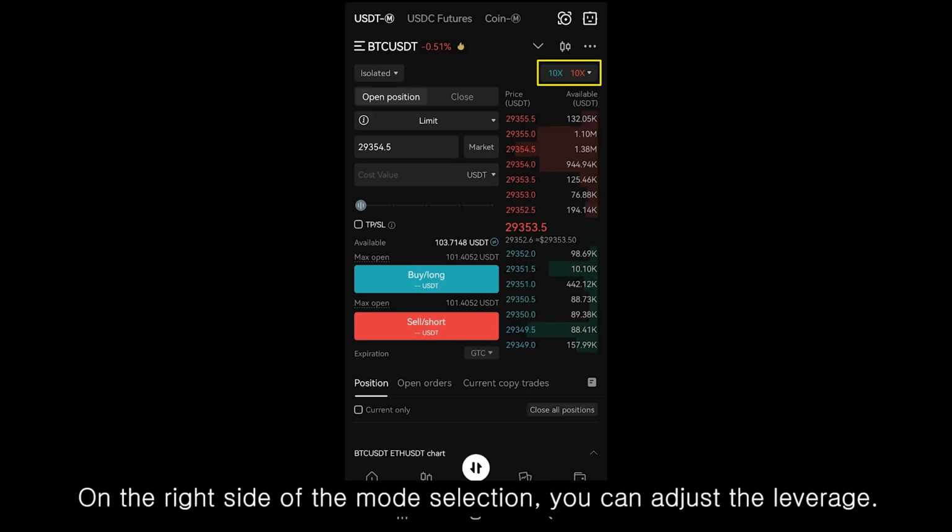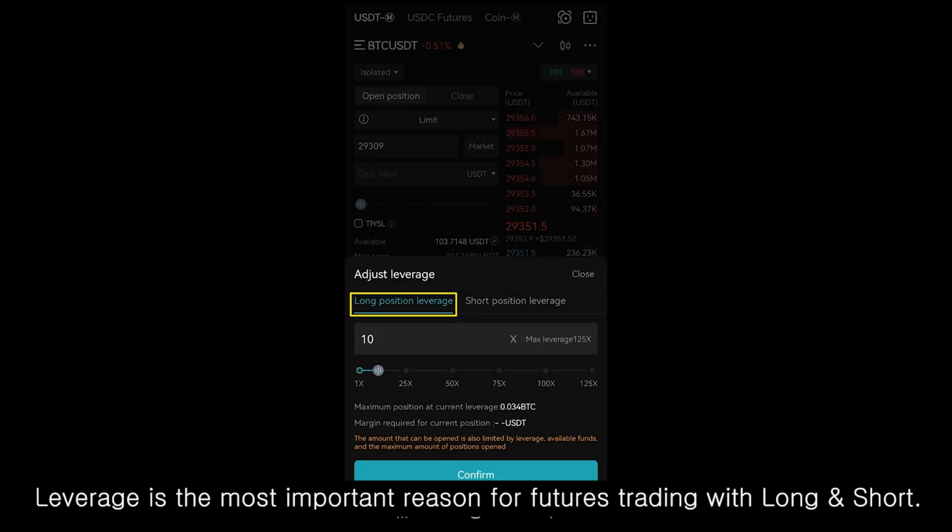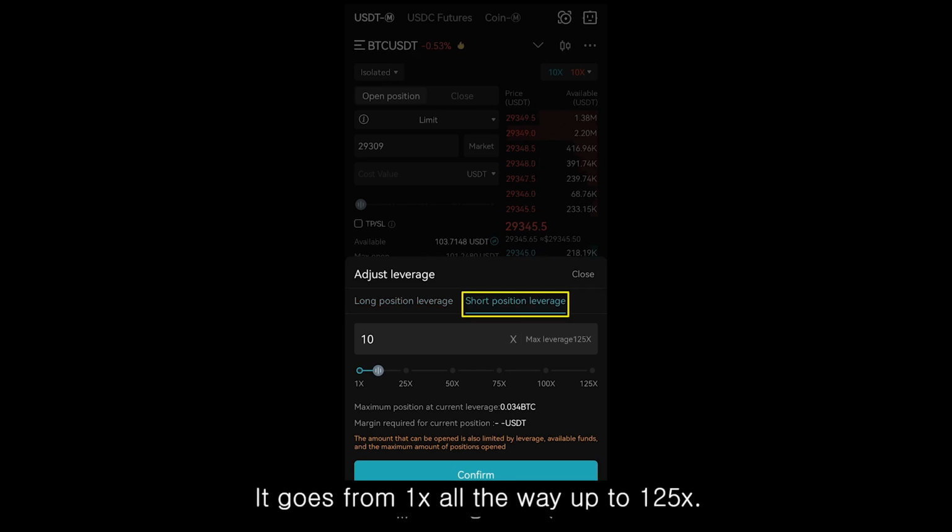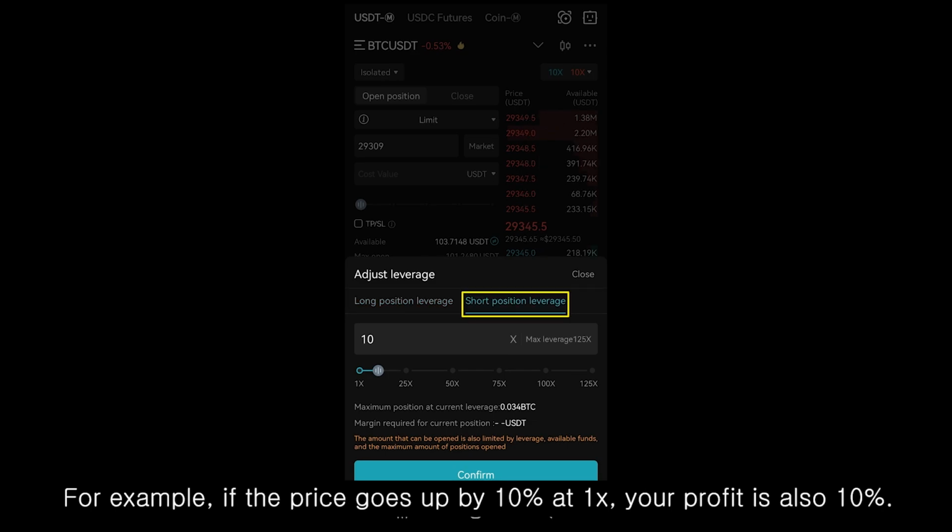On the right side of the mode selection, you can adjust the leverage. Leverage is the most important reason for futures trading with long and short. It goes from 1x all the way up to 125x. For example, if the price goes up by 10% at 1x, your profit is also 10%.